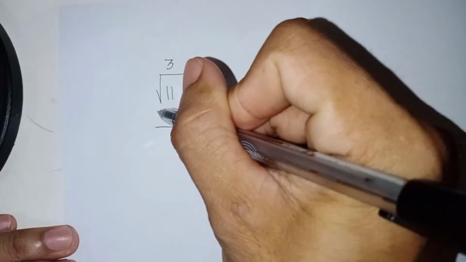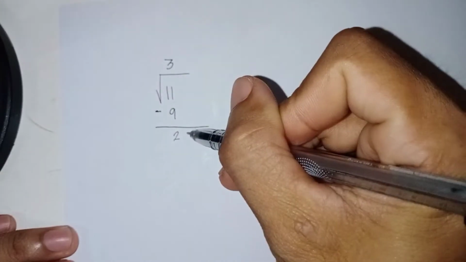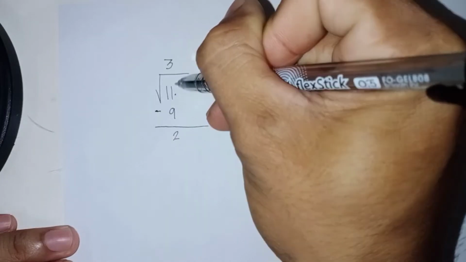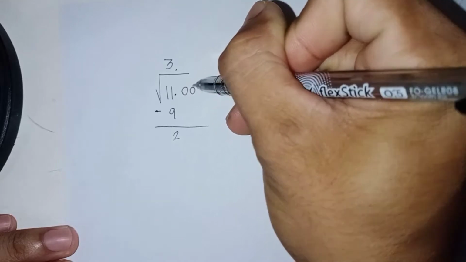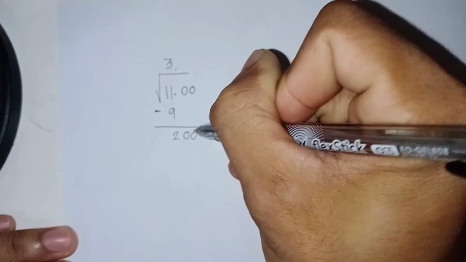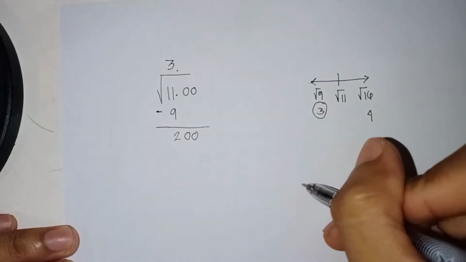Okay. So next, we're going to subtract. So 11 minus 9, we have 2. So next step, we put here a decimal point, and we're going to add 2 zeros. So yan. So nag-add na ako ng dalawang 0, i-bring down ko itong dalawang 0. Next step, we get this 3.